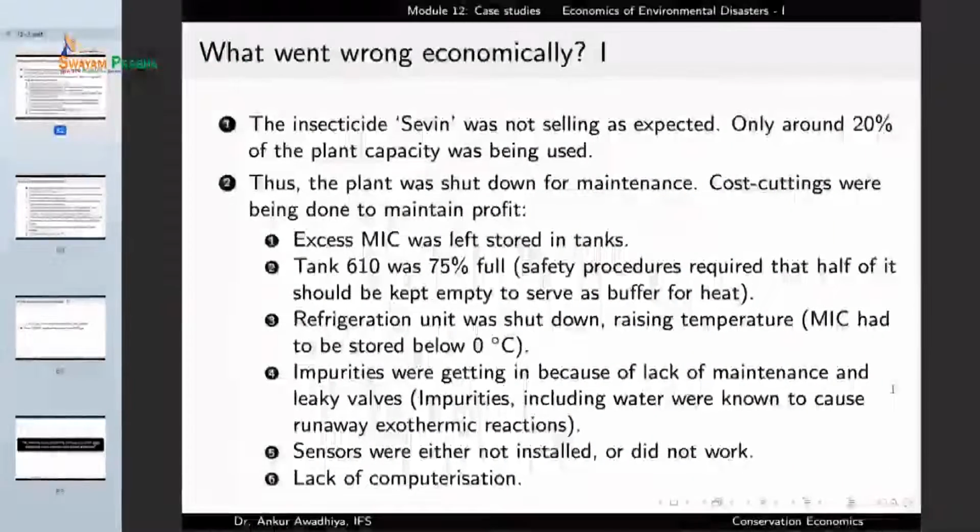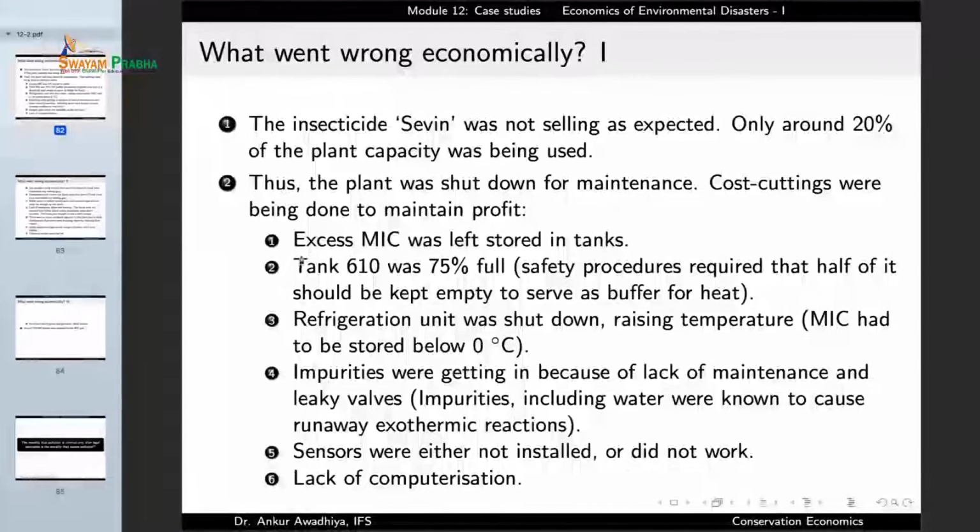Now, when that happens, the cost that the company had put into setting up the plant was not getting recuperated fast enough. Well, it was still showing a profit, mind you, but not to that large an extent or that fast as the company had expected to see. Now, when only 20% of the plant capacity is being used, the plant was shut down for maintenance. And because only 20% of the capacity was being used, they were also doing a large number of cost cuttings to maintain the profit of the company.